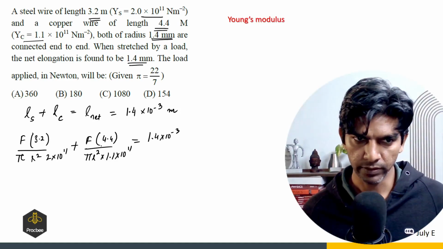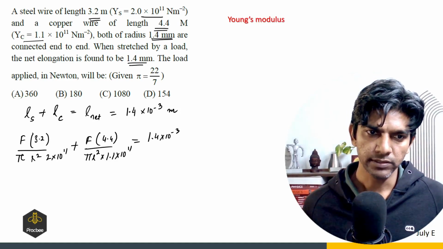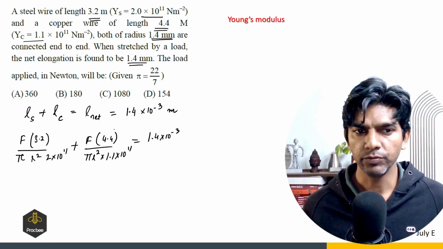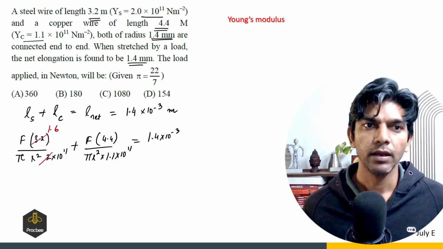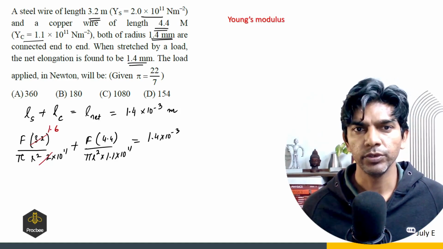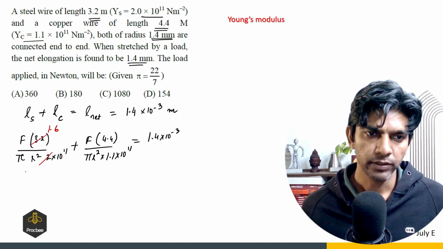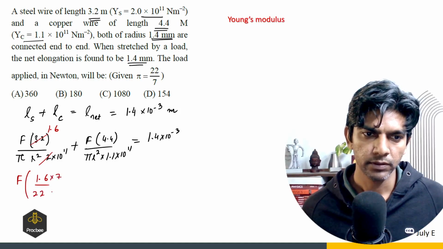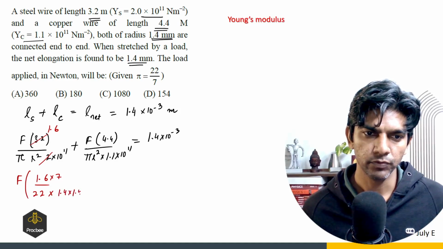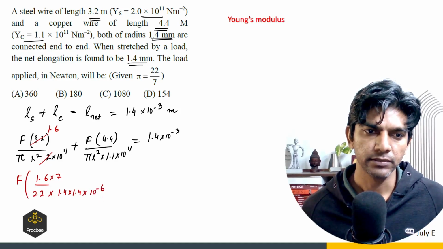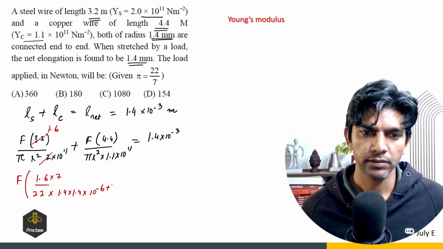Now in this equation we have only F unknown to us, so let us simplify this, and π we have to take as 22 by 7. So this will give us 1.6. R is given as 1.4 millimeter. So it will be F, let me take F as common. So 1.6 divided by 22 by 7 times 1.4 times 1.4 times 10^-6, plus 11.